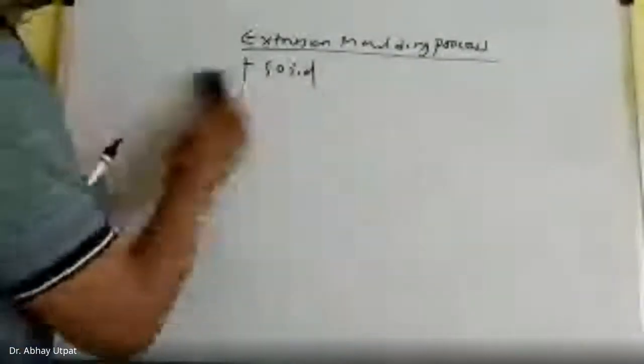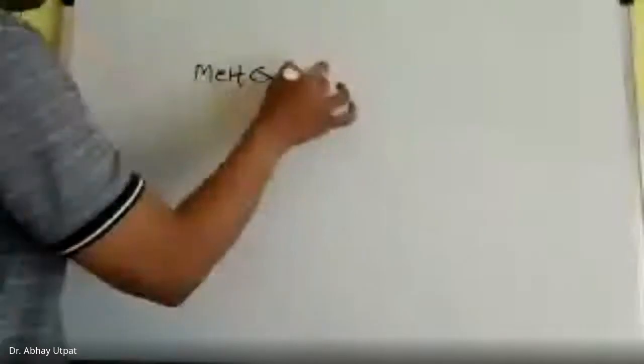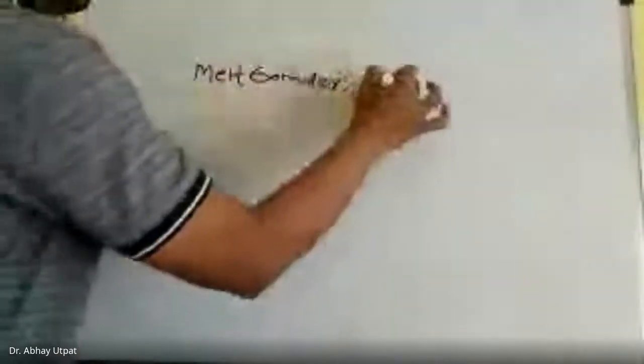So as far as these figures are concerned, again similar to injection molding, there are two types of extrusion. One is melt extruder and another is plasticizing extruder. I hope you have written this. Melt extruder and plasticizing extruder.